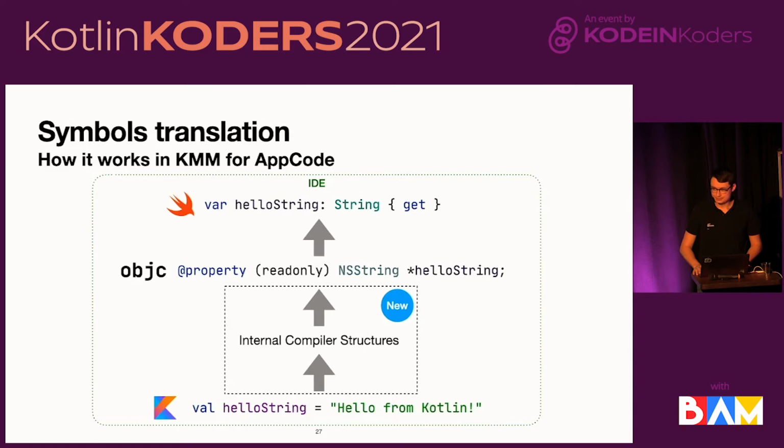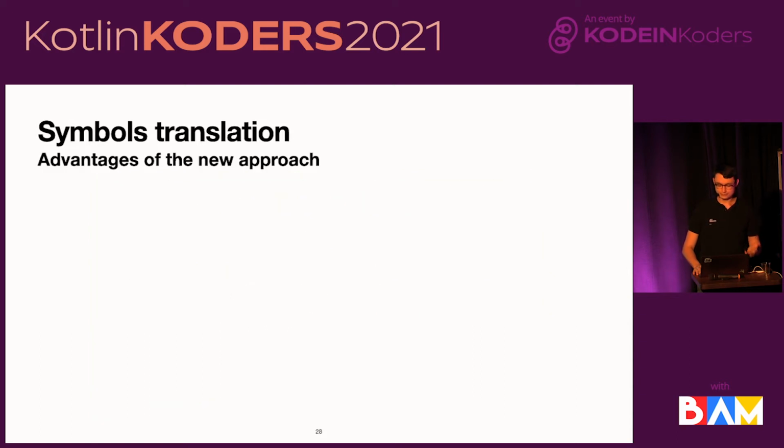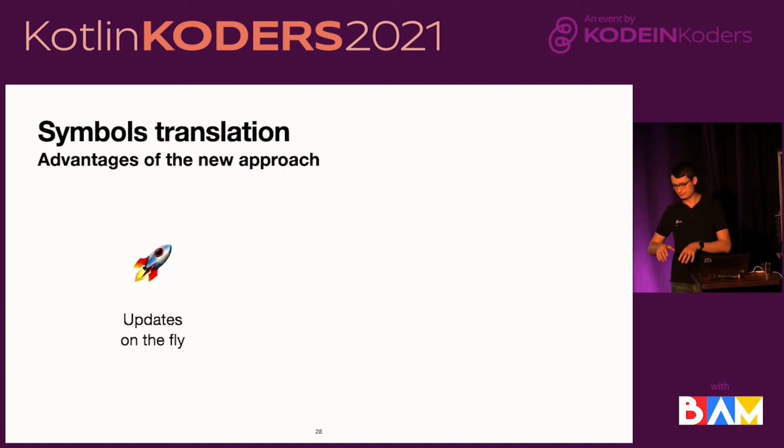What advantages do we get with this new approach? First of all, it updates on the fly. Whenever you change your Kotlin code, we observe this file. We analyze if we need to update our symbol tables, and if we do, we just rebuild them incrementally. And these symbols are immediately available without any build, in Swift code and Objective-C.